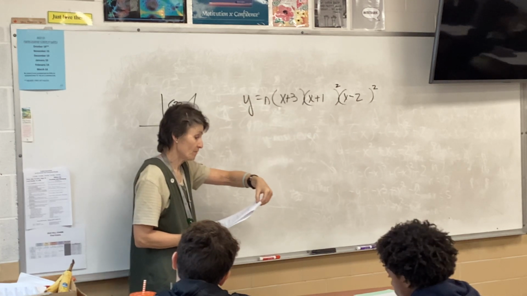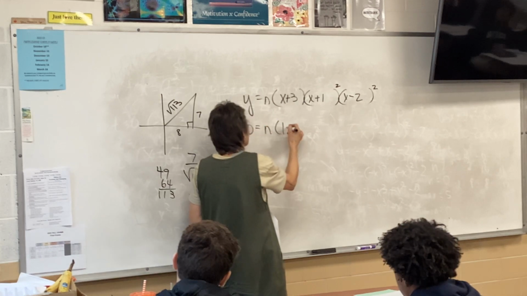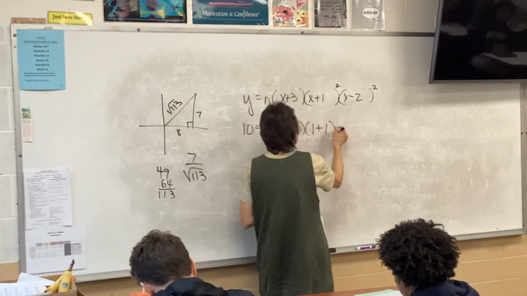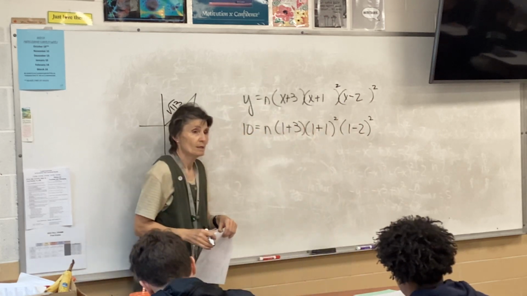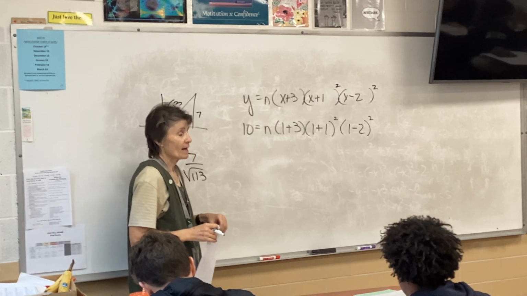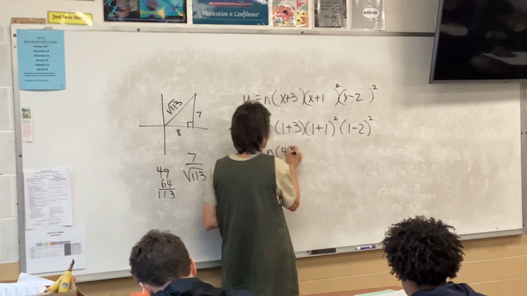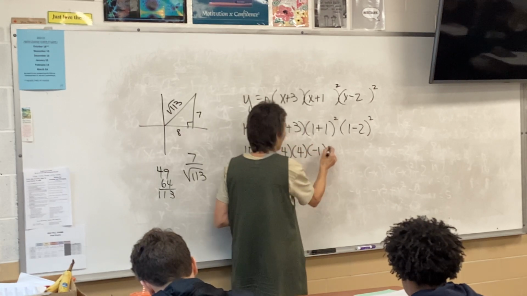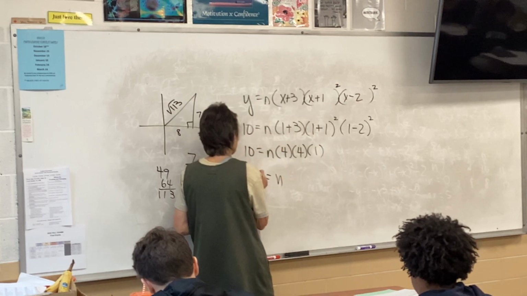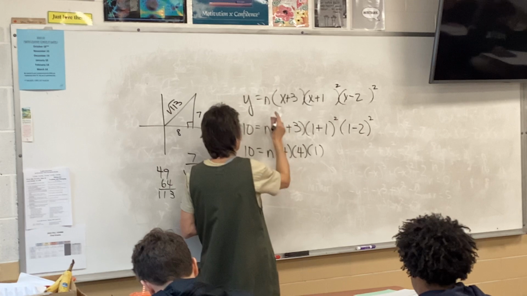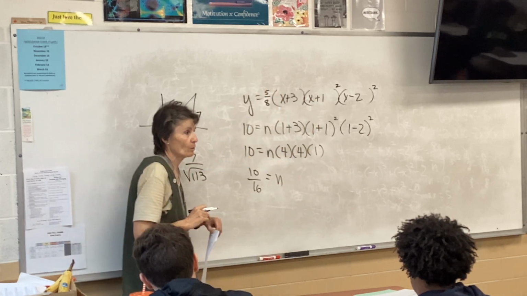So how do I find that coefficient? Multiply it out. Plug it in. I plug in the other point. Remember, only the points on the x-axis give you factors. That other point is just random. So it looks like n is going to be 10/16 or 5/8. So there's your answer. There's your equation.